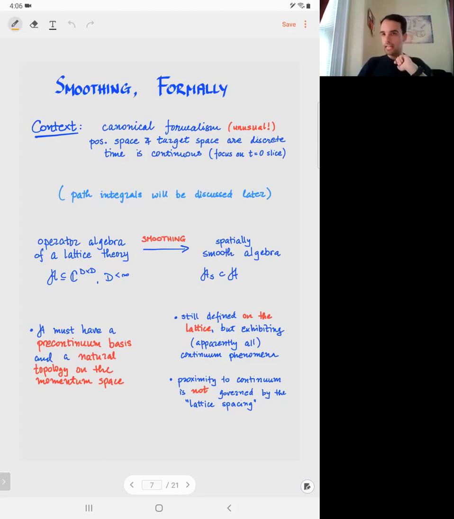Everything I said can be recast in terms of path integrals. And I optimistically said later, possibly a different talk, but it's certainly in the papers and so on. But it's conceptually clear to start with the canonical formalism.